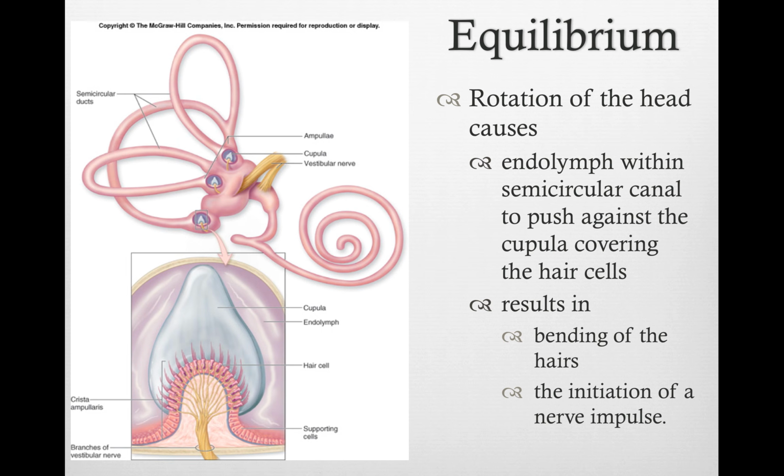Now, equilibrium, just as we were talking about here, is rotation of the head that causes the endolymph within the circular canals to push against a structure we call the cupula, which is covering the hair cells. And so this is that cupula. And when it moves, the hair cells move. And when the hair cells move, this in turn then registers as a certain stimulus to the actual brain.